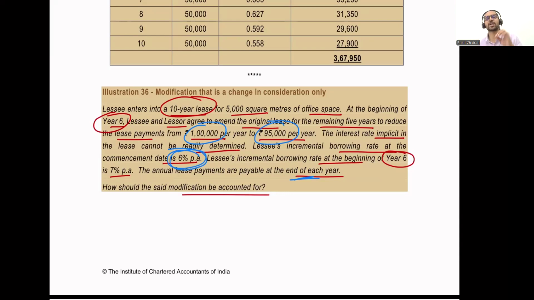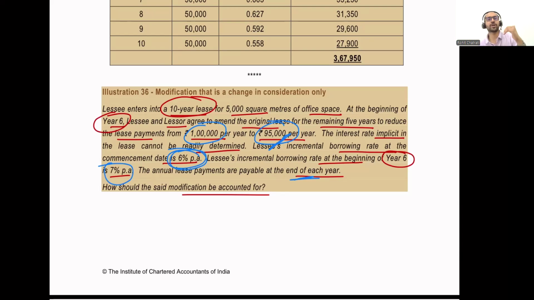And what the standard requires us to do in this case is calculate the present value of the remaining lease payments. Now, the present value of the remaining lease payments is going to be the present value of the 95,000 that I am going to pay for the next 5 years. I'm standing at the beginning of year 6, so remaining lease term is 5 years. So the present value of 95,000 that is going to be paid for the remaining 5 years, discounted using today's incremental borrowing rate. Today's incremental borrowing rate is 7% per annum.